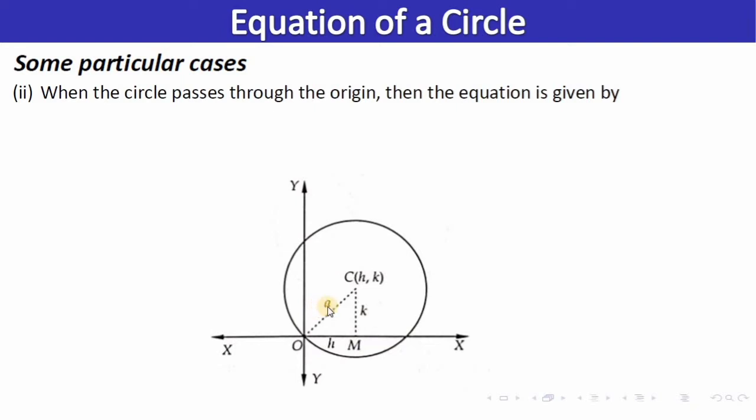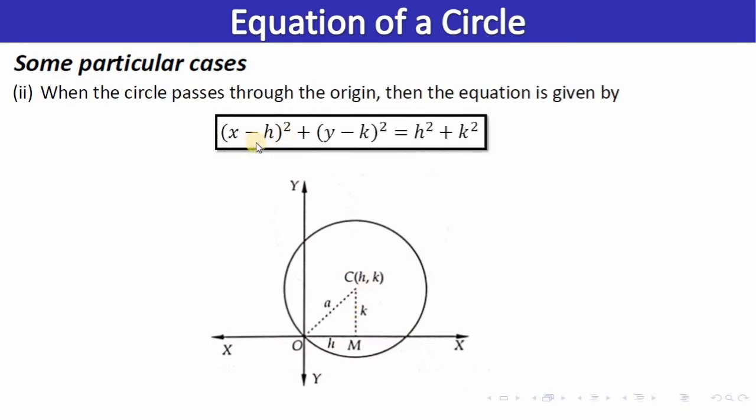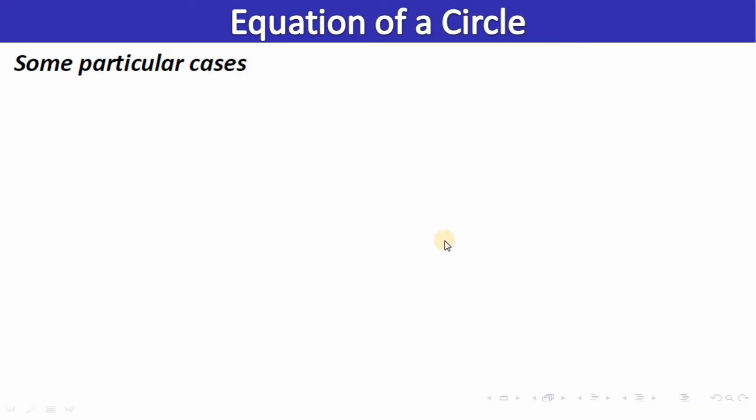So this a square will be equal to h square plus k square using Pythagoras theorem. So that's why in the equation (x minus h) whole square plus (y minus k) whole square equals a square, instead of a square, I'm writing h square plus k square. Okay, so let's take another case now.